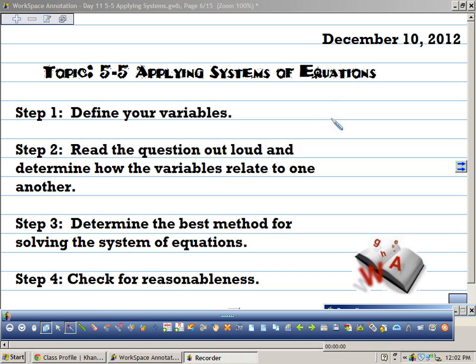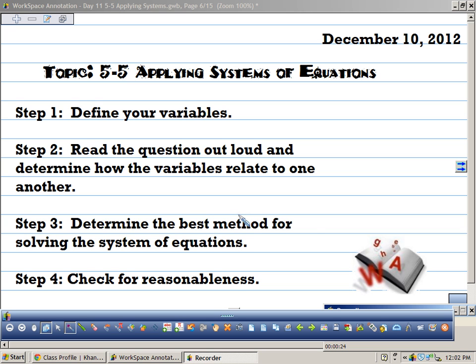Okay, so today we're going to be applying systems of equations using word problems. So I had you write down these 4 steps, and we're going to be using this with every single problem that we do today. So I gave you a worksheet that has 10 different problems on it. So if we get through 5 of them, then you have half your homework done.